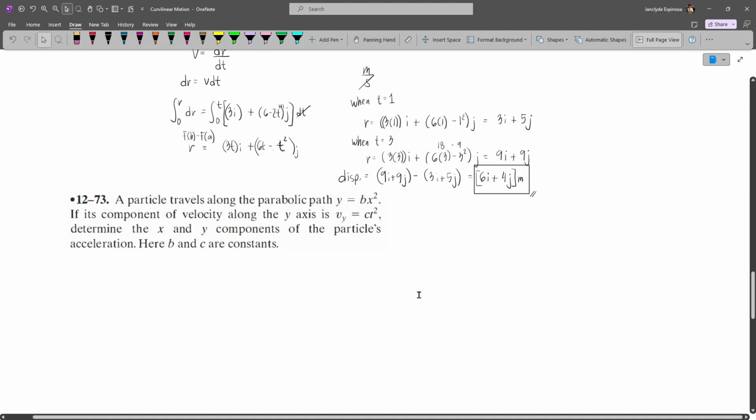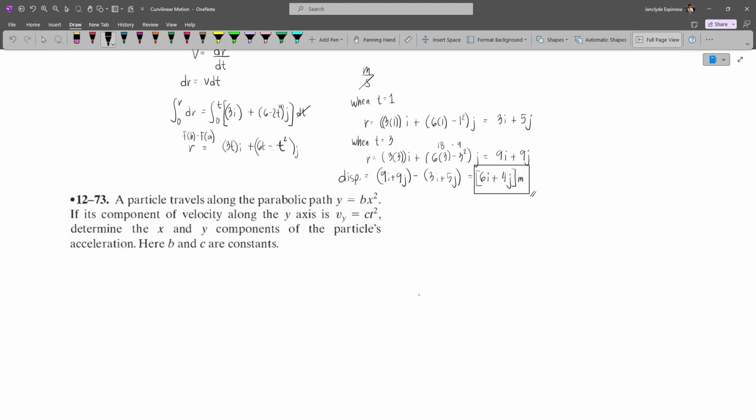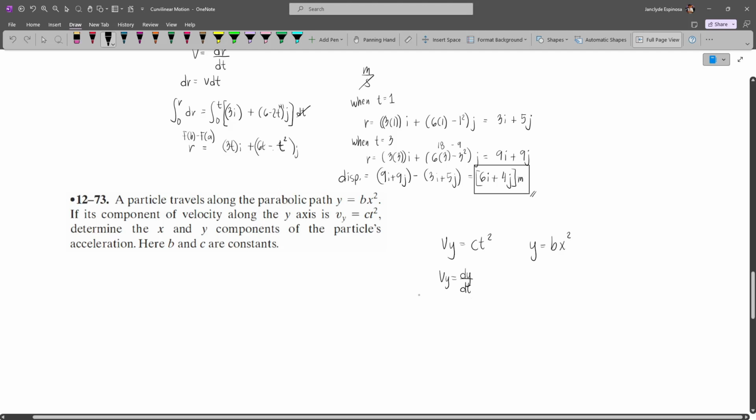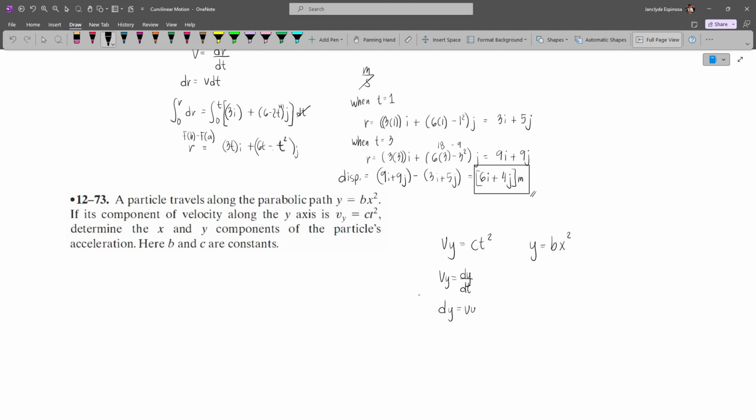And then here, b and c are constants. So we are given vy equals ct squared and y equals bx squared. In this problem, we will actually use a combination of differentiation and integration. Now first, since we are given vy, we know that vy is equal to dy over dt. And so simplifying this, we have dy equals vy dt.